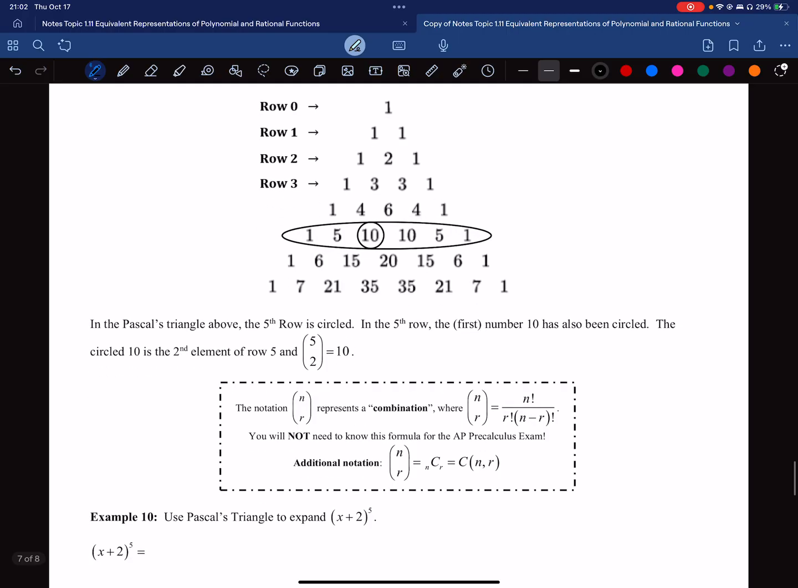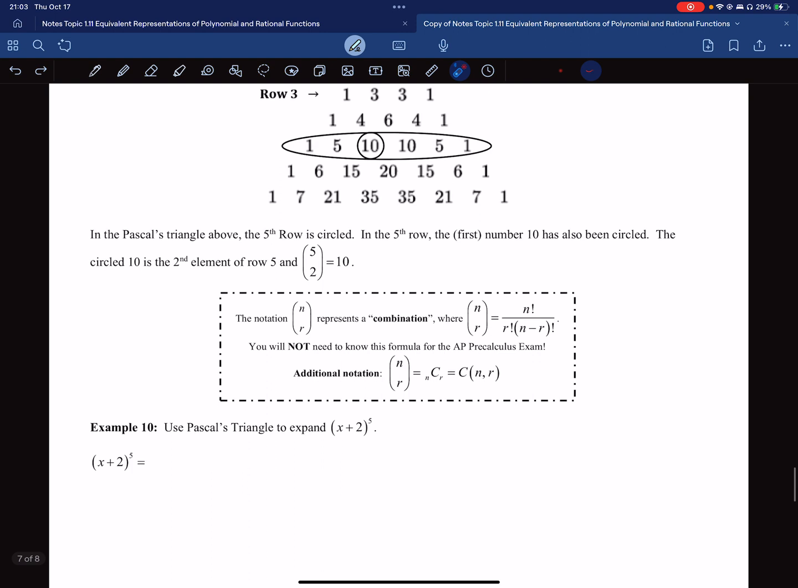Okay, so we have Pascal's triangle again. In the Pascal's triangle above, the 5th row is circled. So this is explaining just a different row of what I was just talking about. Okay, in the 5th row, the first number 10 has been circled, so the first 10. The circled 10 is the second element in row 5. So that would be 5 over 2 equals 10. So this is row 5. Remember, this is 0, 1, 2. So that is my second element.